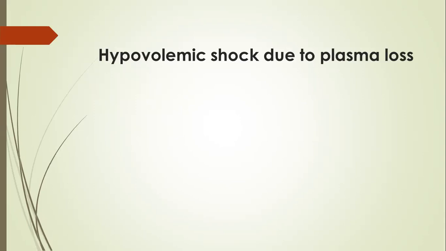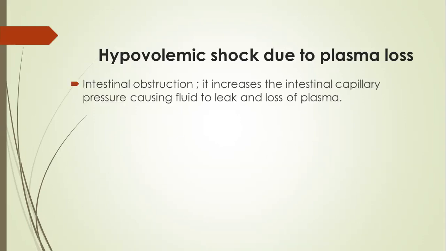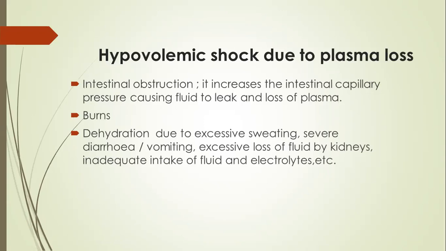Now, a few points we are going to see regarding hypovolemic shock which is due to plasma loss. This is seen in cases of intestinal obstruction. It increases the intestinal capillary pressure, causing the fluid to leak and loss of plasma. In cases of burns, which is very common, there is plasma loss and the person is in shock. Maybe excessive sweating, severe diarrhea, severe vomiting, excessive loss of fluid by feeding, or sometimes inadequate intake of fluid and electrolytes can lead to dehydration and hypovolemic shock. And in conditions of trauma, you get severe plasma loss also. All these can lead to hypovolemic shock, but due to loss of plasma.